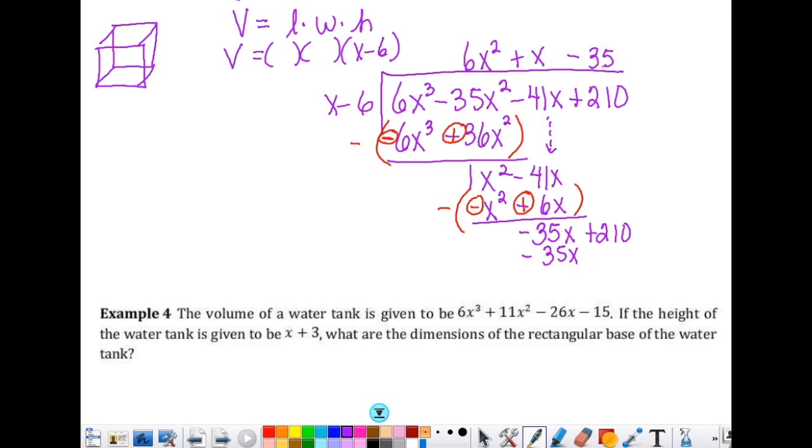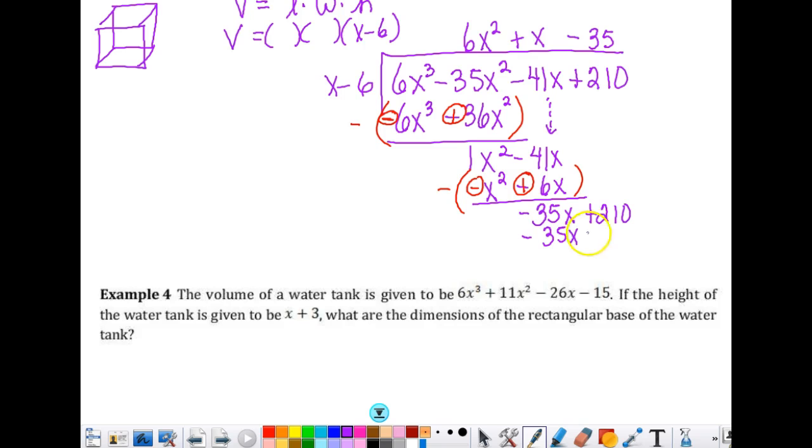What's negative 35 times negative 6? Positive 35 times 6. You all got calculators on your desk. 210. So look, they're the same. So we really don't have to change their signs, do we? Anything subtracted by itself is 0. So we don't have a remainder.